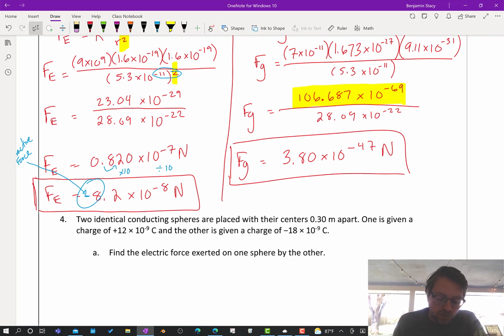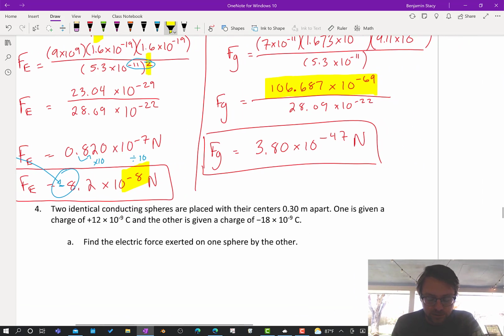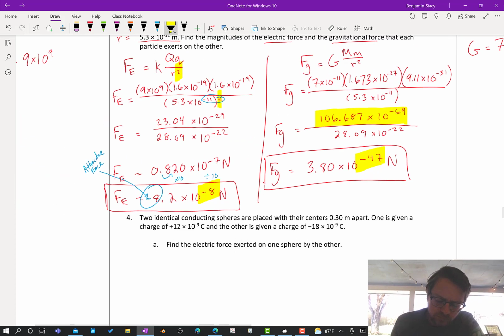Notice which force is stronger. My electrostatic force is on the order, don't look at the prefix number, just look at the exponent, 10 to the minus 8 newtons. Okay, well that's still not much, but look how much smaller the gravitational force is, 10 to the minus 47 newtons. It's much, much smaller force of attraction.